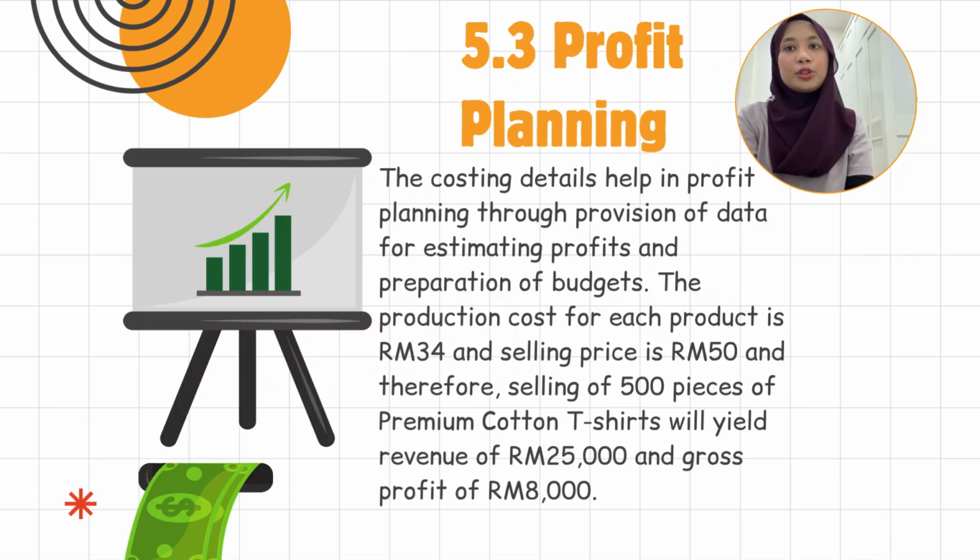Let's continue with 5.3 profit planning. Costing data support profit planning by providing information for budgeting and profit estimation. With a production cost of 34 ringgit and a selling price of 50 ringgit per unit, selling 500 premium cotton t-shirts generates 25,000 ringgit in revenue and 8,000 ringgit in gross profit.